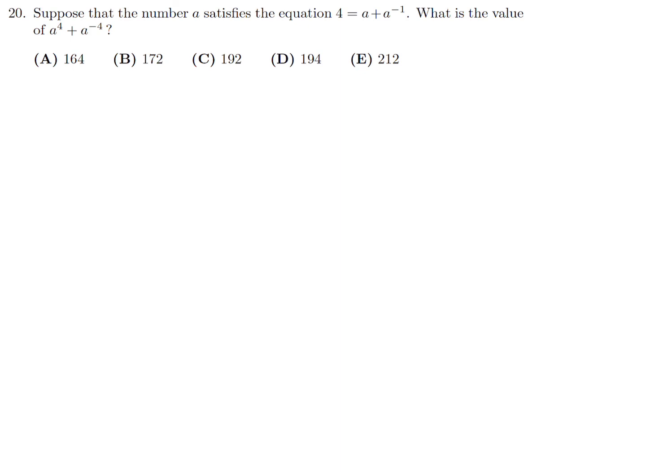Suppose that the number a satisfies the equation 4 is equal to a plus a to the negative 1. What is the value of a to the 4th plus a to the negative 4? This question has several approaches. There's the short way, there's the long way, there's all kinds of ways. Maybe 6 different ways of approaching this.